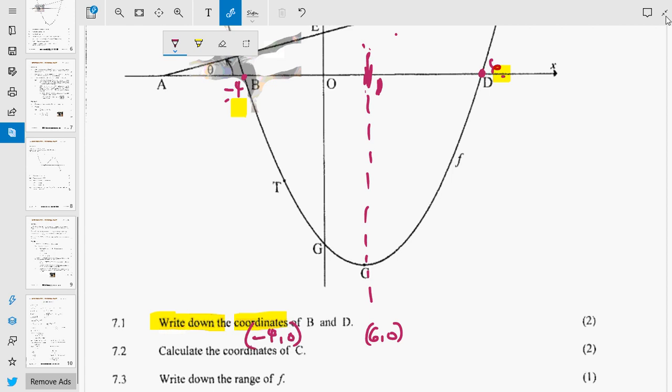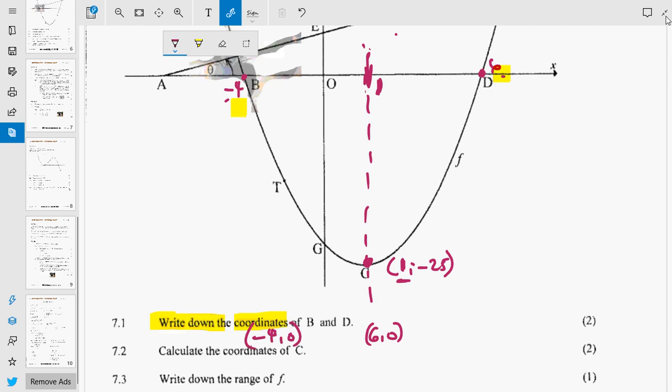And how do I find the y value? Now I know that the x value is 1. How do I find the y value? It lies on this graph. I can take this 1 and substitute it to the graph of f, and I'm going to find the y value of -25.